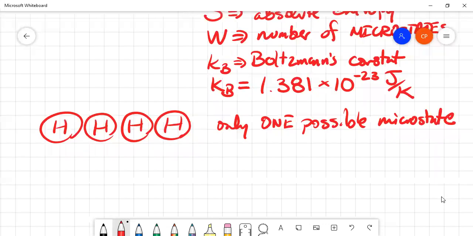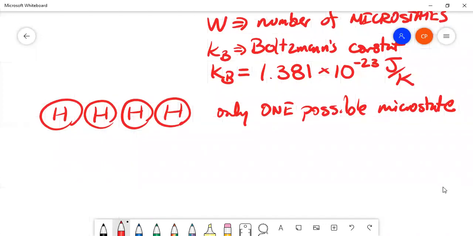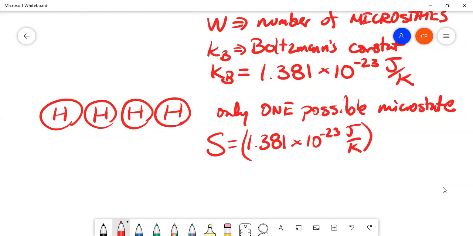There's only one possible microstate for the four-head state. And so the absolute entropy of the four-head state is equal to 1.381 times 10 to the negative 23rd joule per Kelvin times the natural log of 1.